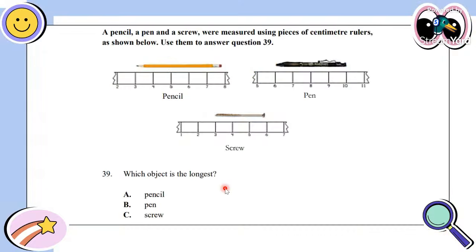All right, thank you. Now here it says a pencil, a pen, and a screw were measured using pieces of centimeter rulers as shown below. Use them to answer question 39. So here we have pieces of centimeter ruler. It's like a ruler is broken. We just found a piece, and we used a piece to measure the length of this pencil. We may have found another broken piece, we use that to measure the length of this pen. We have another broken piece, we use to find the length of this screw.